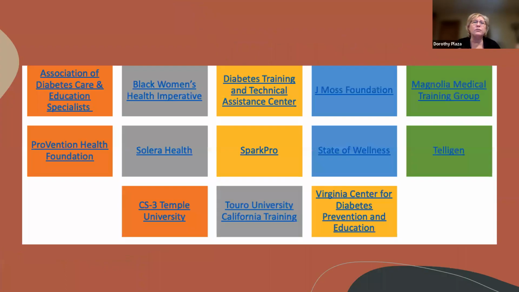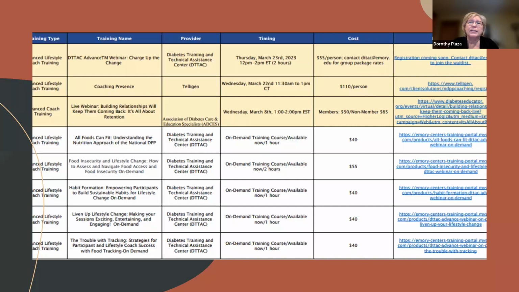So these are the approved training entities that can offer advanced lifestyle coach training. Some of them offer virtual trainings. Some of them offer virtual and live trainings. Some of them offer on-demand trainings. So there's just a lot of combinations here. And I check these every quarter to see what's happening. And here's the list of what's happening this next quarter.